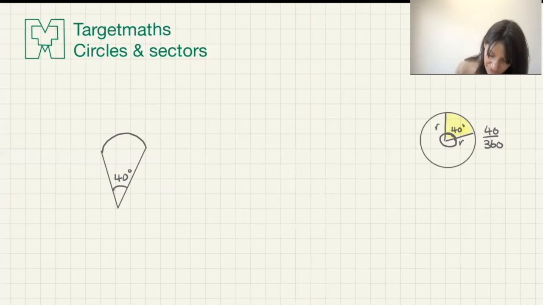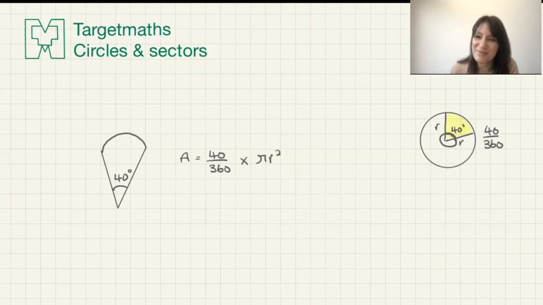Okay, so I want to find the area of this sector. This area is a fraction of a full circle, which you can see here. So I'm going to do my fraction of, which means times, pi r squared. Oh, do you know, I've just realized I haven't given you a number. So there was absolutely no hope of you being able to have a go. Let's put a number on there, shall we?